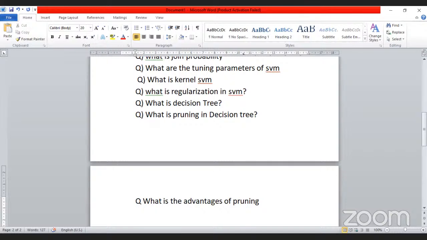Now we can go with the data types. The question is, what are the data types in data?